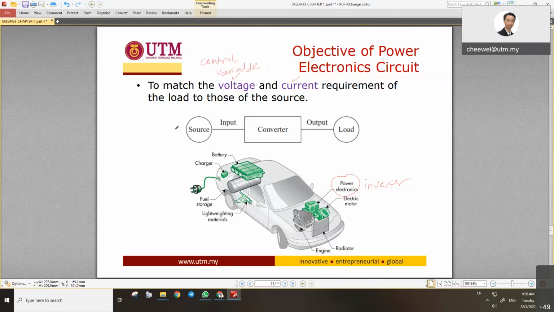Okay, so the supply would be the battery. This is the VS, or we call it the supply. That would be the power electronics, which is the control. And the load, where is the load? The propelling of the wheel.